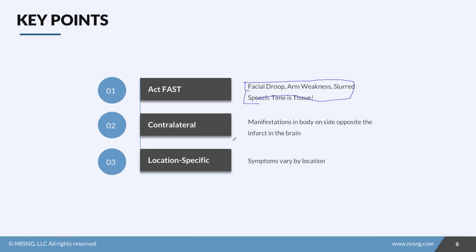Now remember that the symptoms of the stroke will present on the side opposite where the stroke is in the brain, and that symptoms and presentation will vary by location of the stroke. The most common things you see are these FAST symptoms and altered level of consciousness.